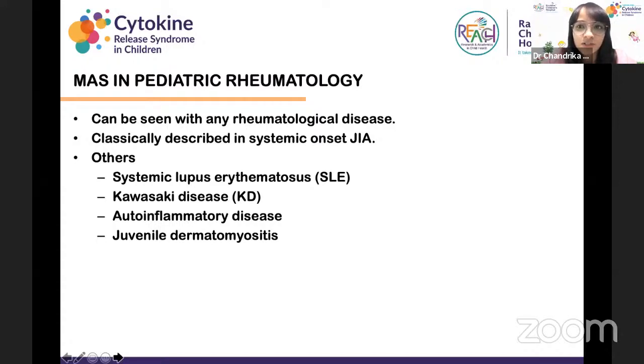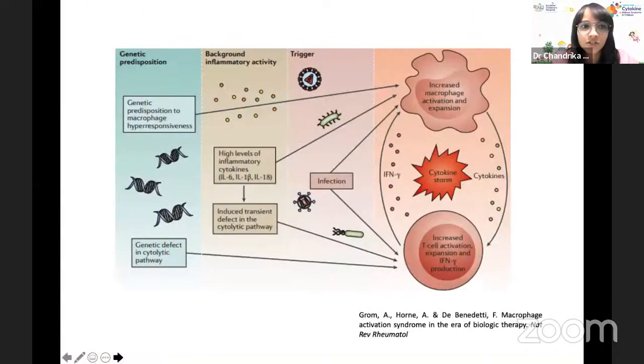And autoinflammatory diseases, I think Dr. Fabrizio already has discussed the paper presented by Dr. Canna with NLRC4 mutation as well. And even with dermatomyositis, we can see children presenting with macrophage activation syndrome.